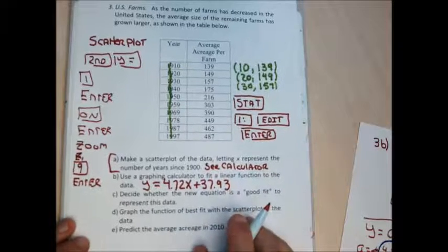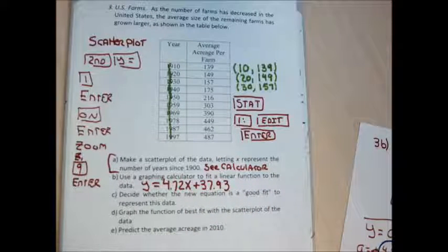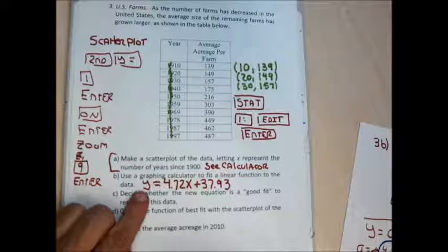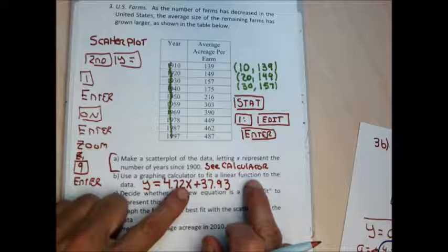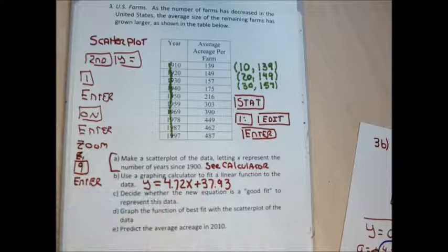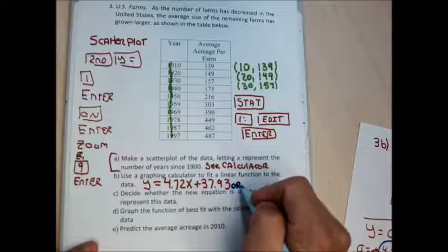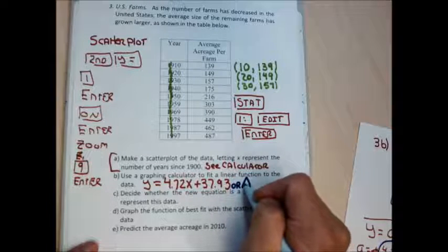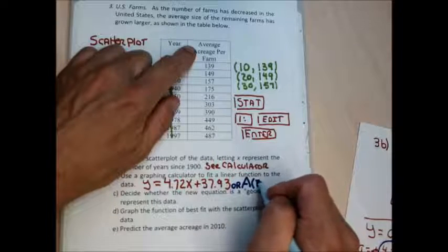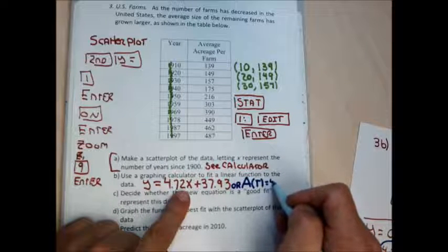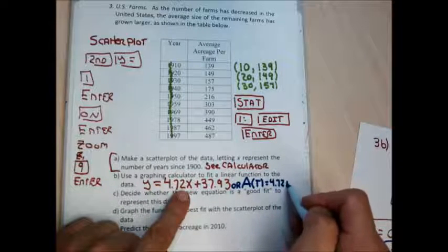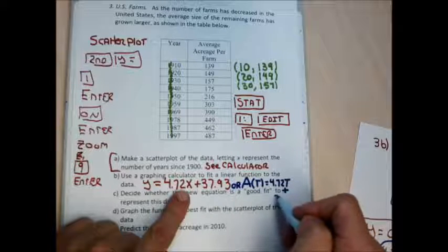Now this would be an adequate answer to part B, but it's not in function notation. And it might be nice if I change the y to a function symbol because I'm asked to find a linear function, and maybe change the x to something like a t for time. So I'm going to write, right next to this, an answer using function notation. I'm going to write a for acreage, t for time, and change that x to a t. I'm going to say a of t equals 4.72 times t plus 37.93.